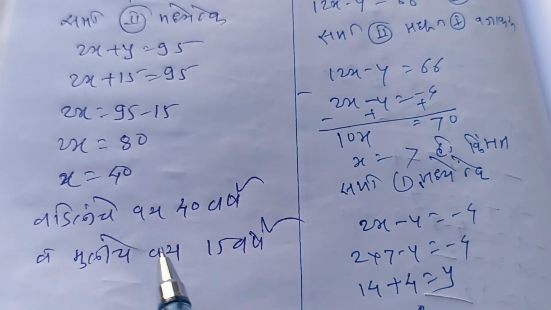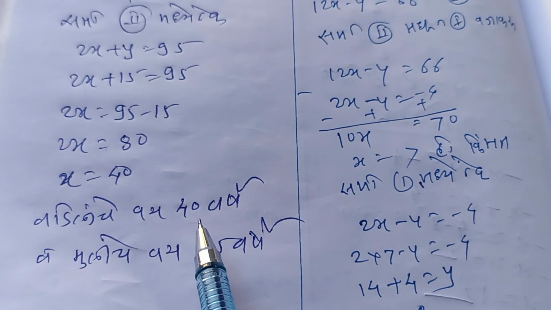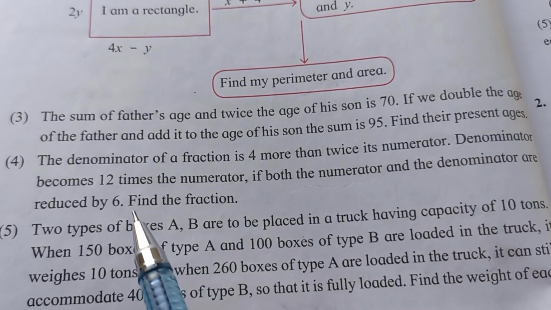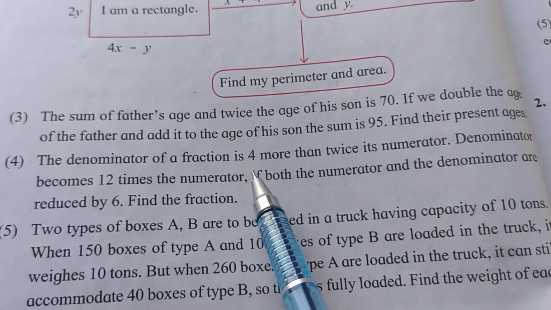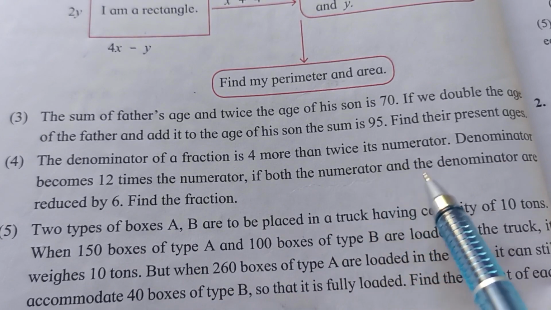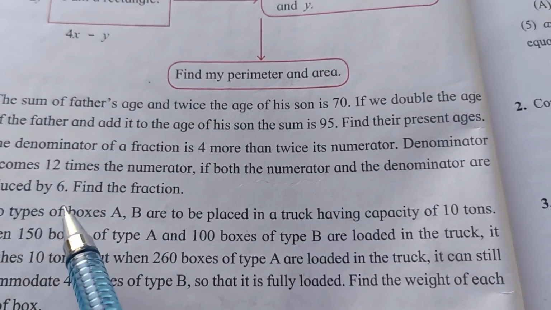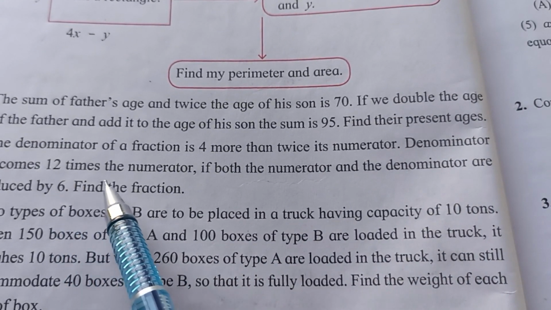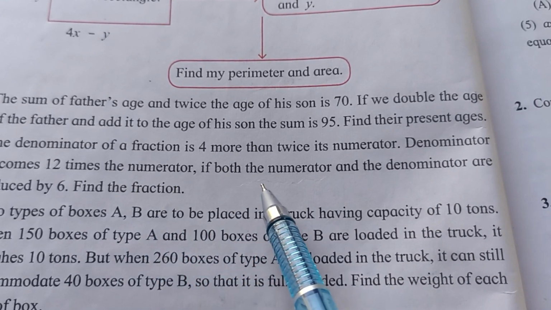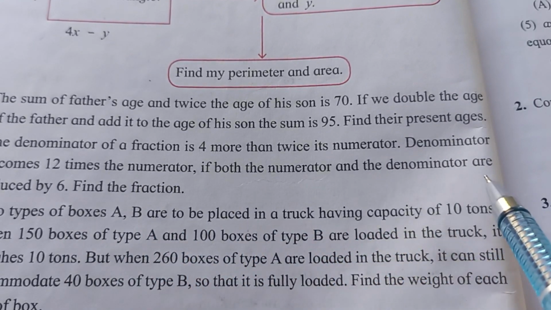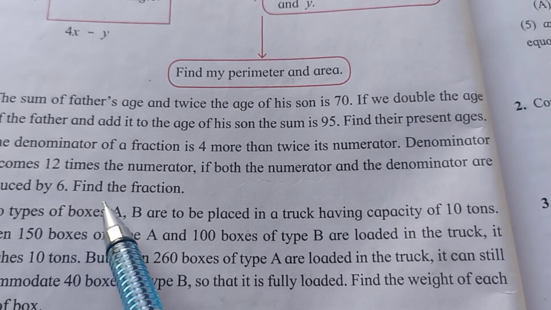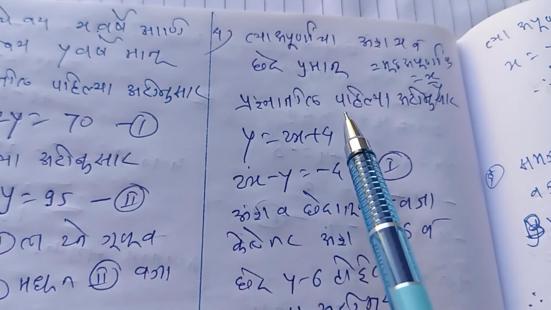Son's age is 15 years and the father's age is 40 years. Then the fourth sub question: the denominator of a fraction is 4 more than twice the numerator. If both the numerator and denominator are reduced by 6, the denominator becomes 12 times the numerator. Find the fraction.